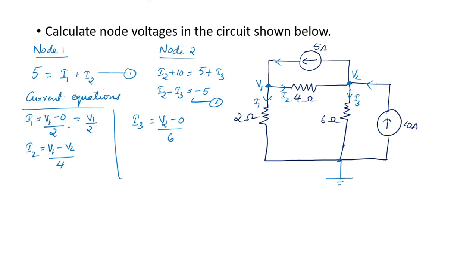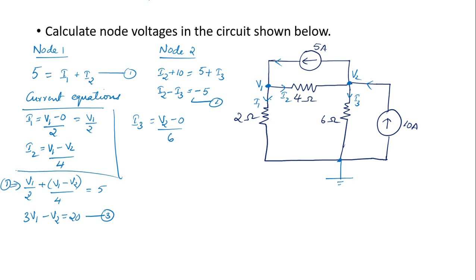And you can substitute these values. You can substitute I1 and I2 in the first equation and you will get an equation in terms of V1 and V2. Similarly, you can substitute I2 and I3 in the second equation and you can get another equation. So I'm just going to substitute it over here. It will be V1 by 2 plus V1 minus V2 by 4 equal to 5. On rearranging, I'm not going to write the steps over here. You can rearrange it on your own and you are going to get the equation 3V1 minus V2 is equal to 20, and I'm going to give this as equation number 3.